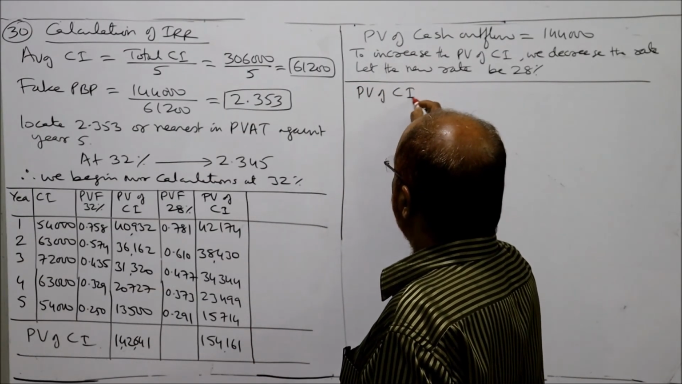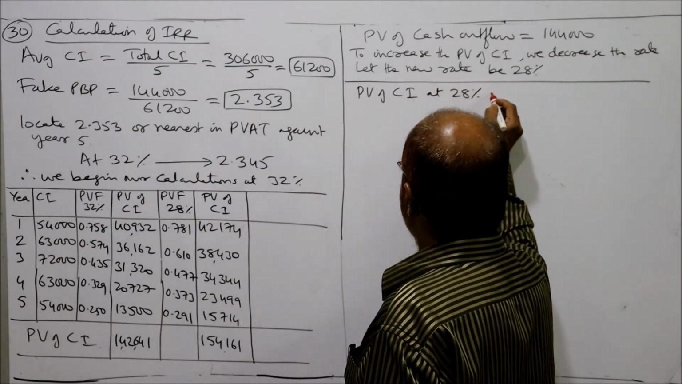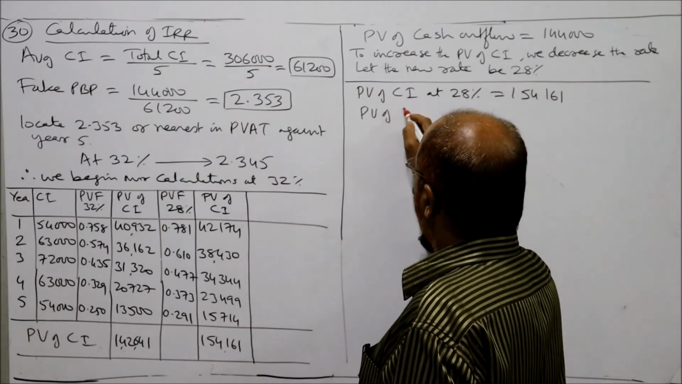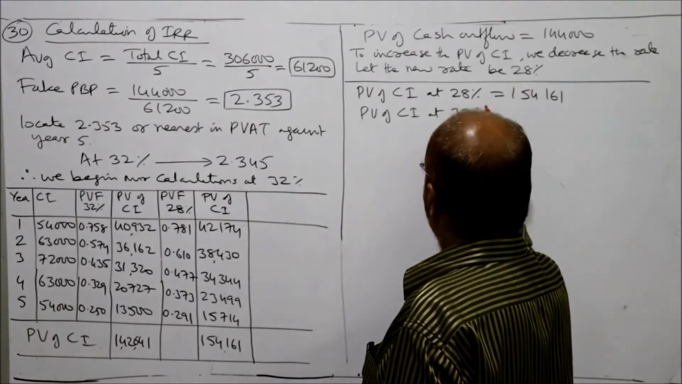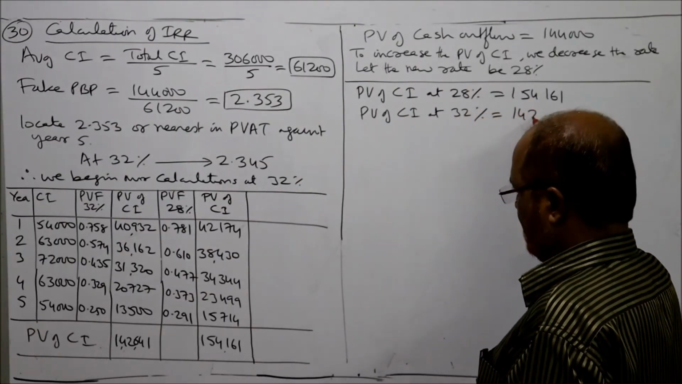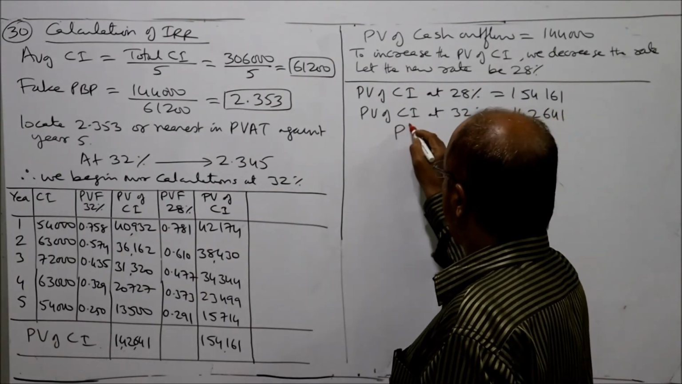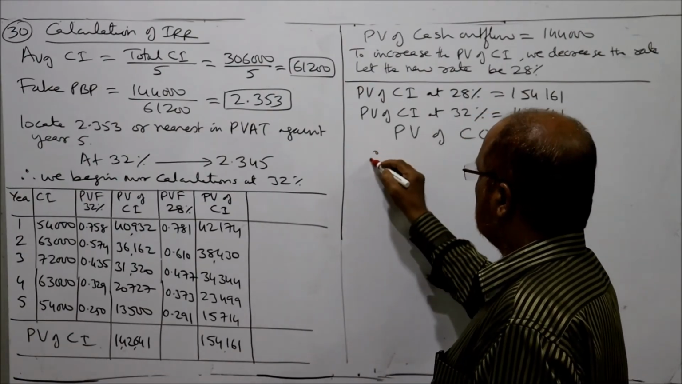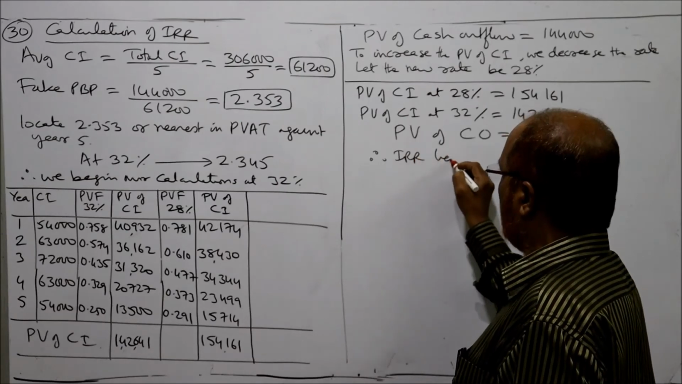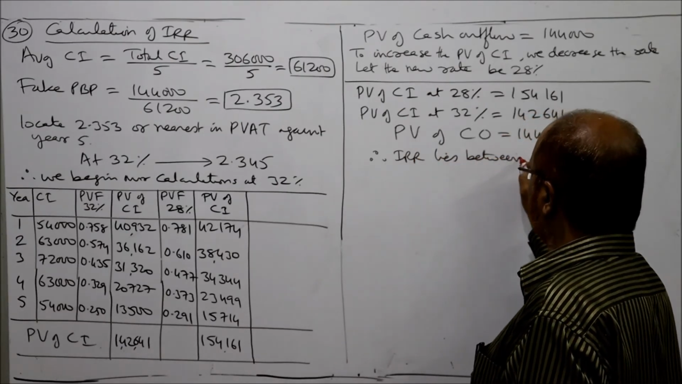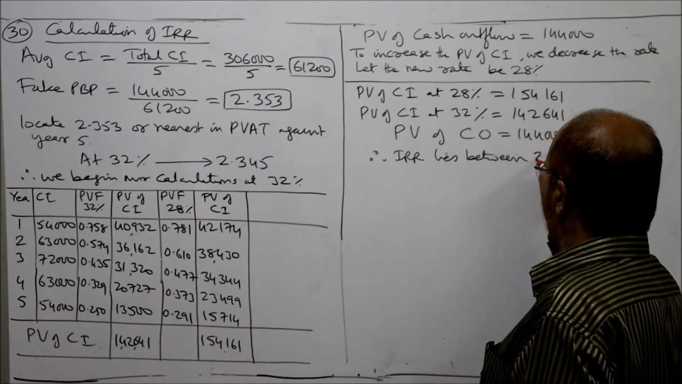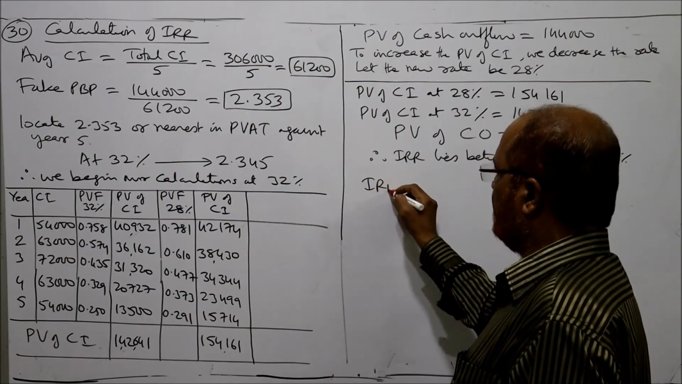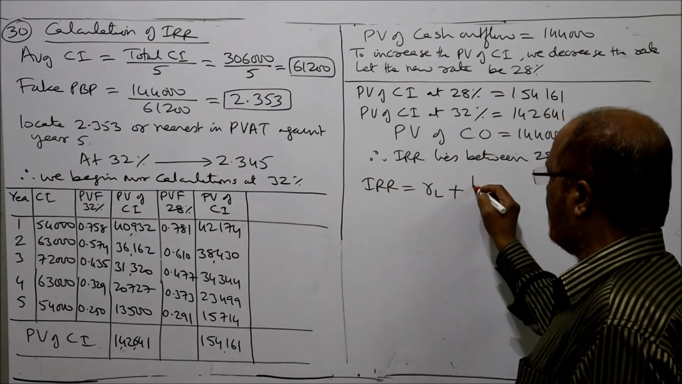PV of cash inflow at 28% is 1,54,161. PV of cash inflow at 32% is 1,42,641. PV of cash outflow is 1,44,000. Therefore, IRR lies between 28% and 32%. So the actual IRR will be calculated by the interpolation formula.